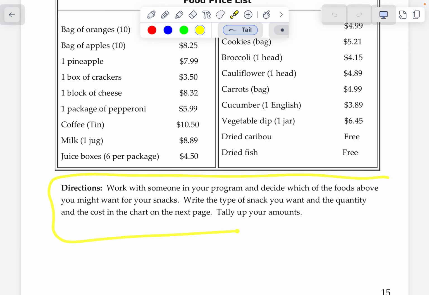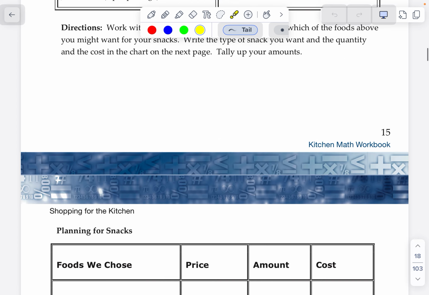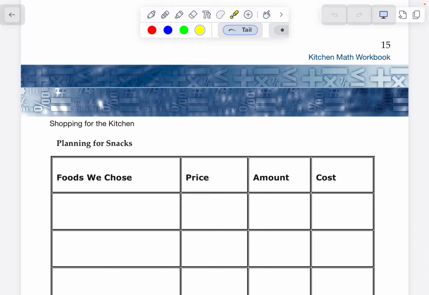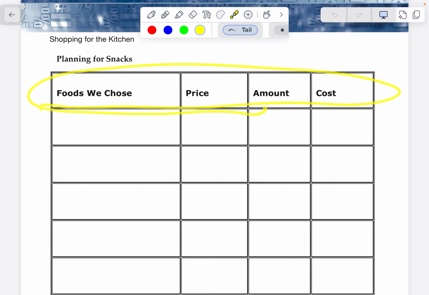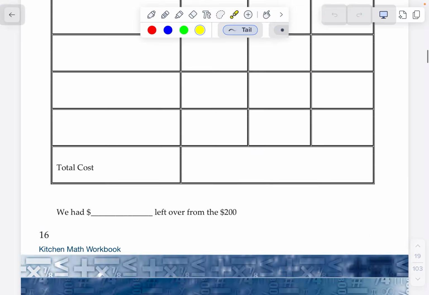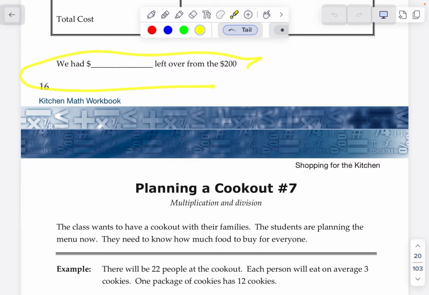If you can find yourself a partner, you can sit with them and work on number 6. It says, work with someone in your program, and decide which of the foods above you want for snacks. Write the types of snacks you want, the quantity, and the cost on the chart of the next page. If you can make yourself just a little chart that has those headings across, you want to fill those in. Remember, you want to get as close to the 200 without going over. So that's your first thing. And then you want to tell me your total and how much you have left of the $200.